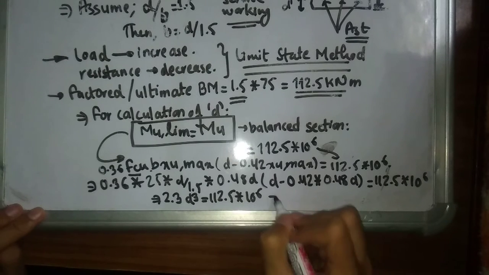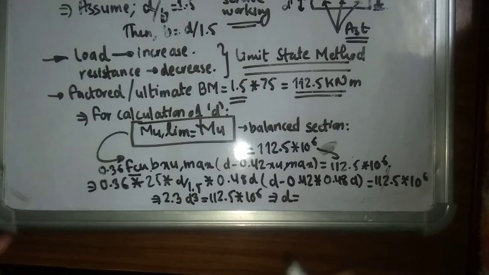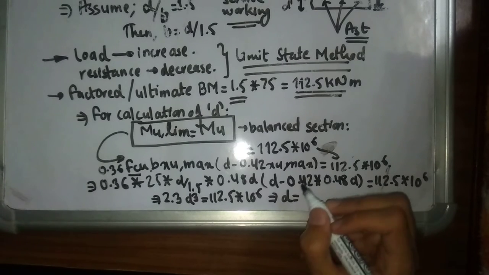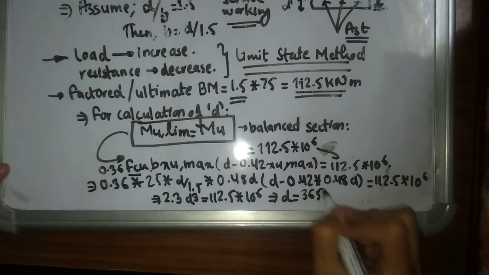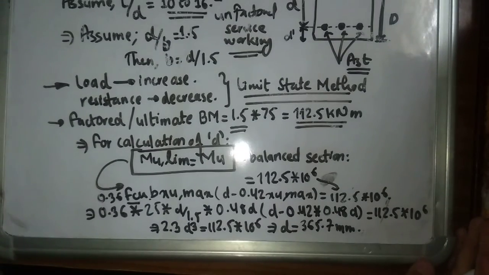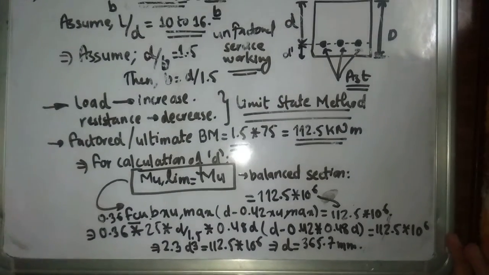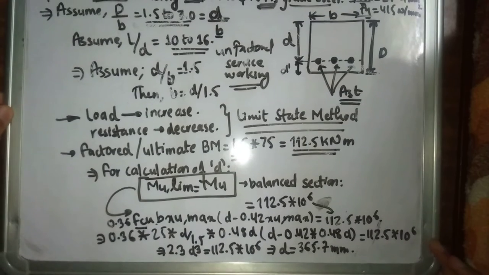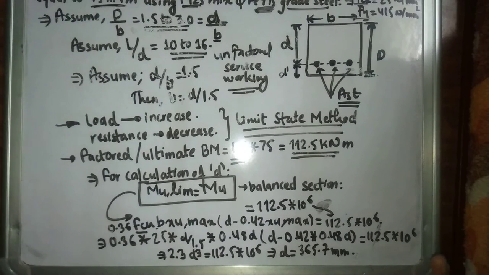On solving this, I'm going to get the value of my D, which is going to be my effective depth, small d. I get the value of my small d as 365.7 mm. So hopefully you have understood till over here. So if you have copied it, you can copy it, or you can take the screenshot of all these values of this portion, because I'm going to drop and we're going to move on to the next part.